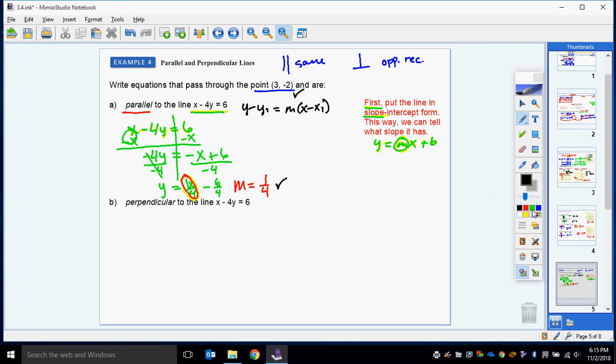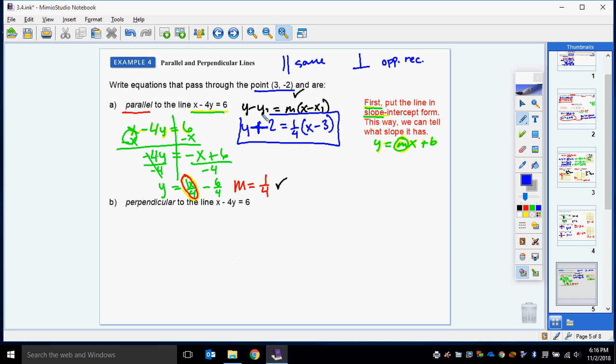Point slope form. So I'm plugging in for y1 here my negative 2. M has to be 1/4. X I don't change, but for x1 I'm going to plug in 3. All right, now I just want to simplify one thing because it doesn't say which form I need to write my equation in. I can leave it in this form, but I do want to change a minus a negative to plus a positive. So y plus 2.